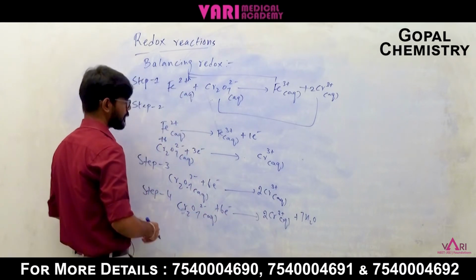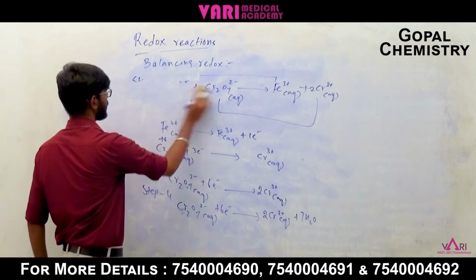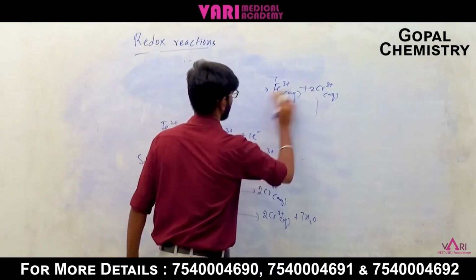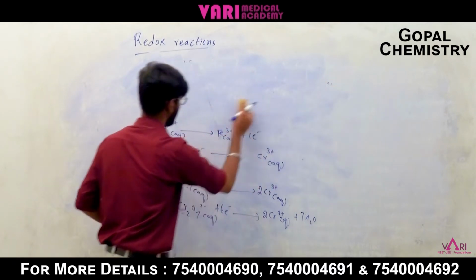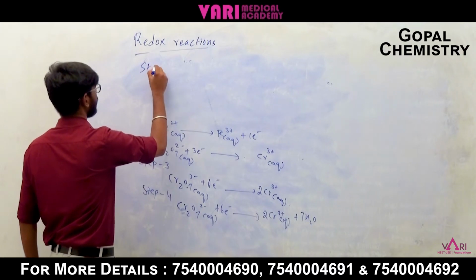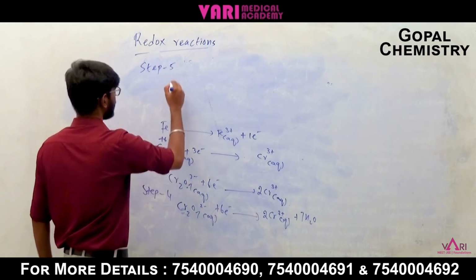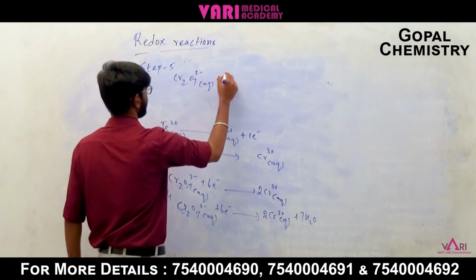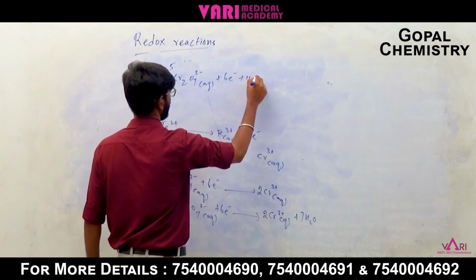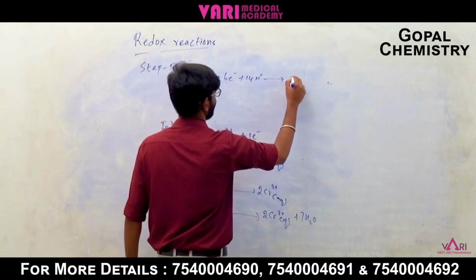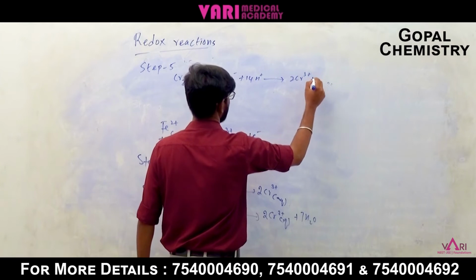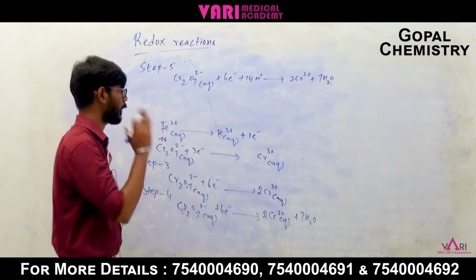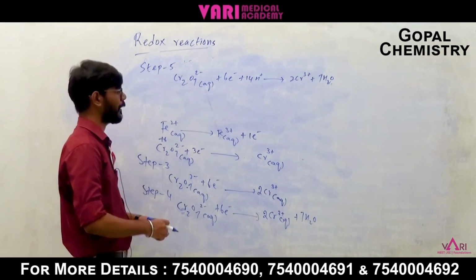Okay, so next step is addition of protons to balance oxygen. Okay, addition of protons to balance oxygen. So step 5 is Cr2O7 2 minus aqueous plus 6 electrons plus 14 H plus gives 2 Cr3 plus 7 H2O. This is 7 H2O.